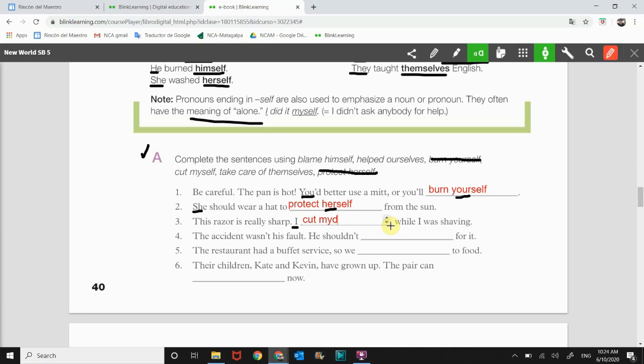Oops, sorry, I misspelled that. Myself while I was shaving. So I and my. And then number 4, the accident wasn't his fault. He shouldn't blank for it. So we're looking for he, himself, ourselves, themselves. So this one, blame himself. So he shouldn't blame himself for it.